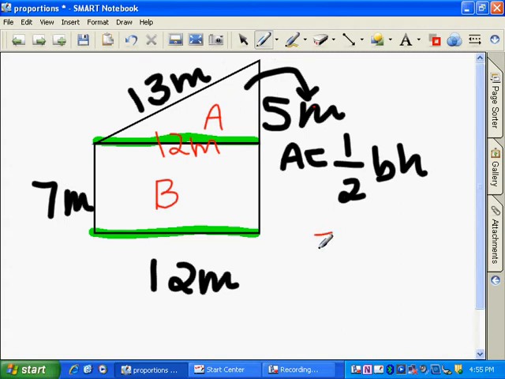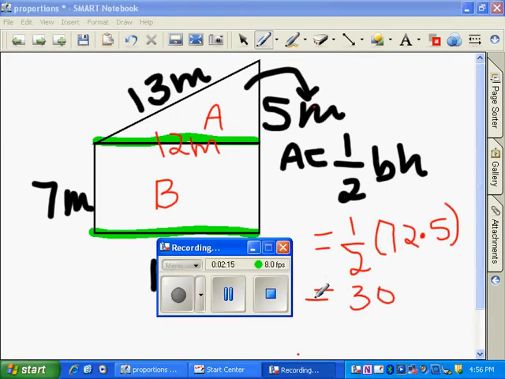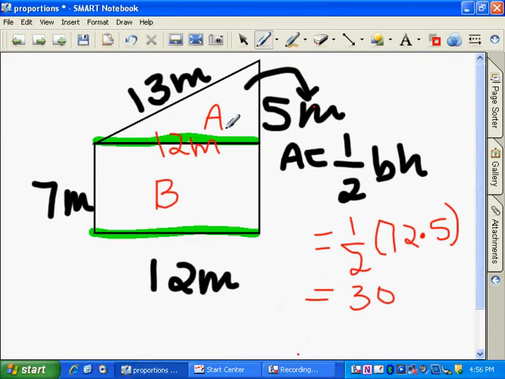So I'm going to plug it all in, so it's going to be 1/2 of, we've decided our base is 12, and the height is 5, so I'm going to plug that into the formula. 12 times 5 is 60, and then 1/2 of 60 is 30. So the area of this triangle is 30 square meters.